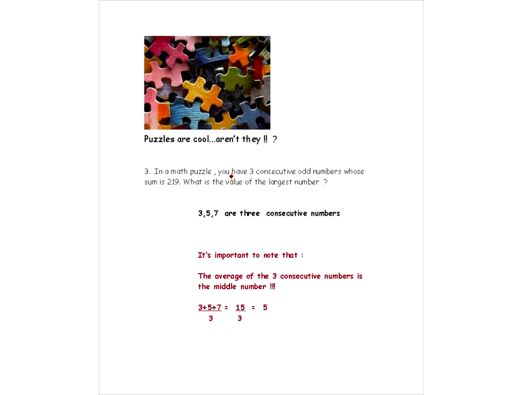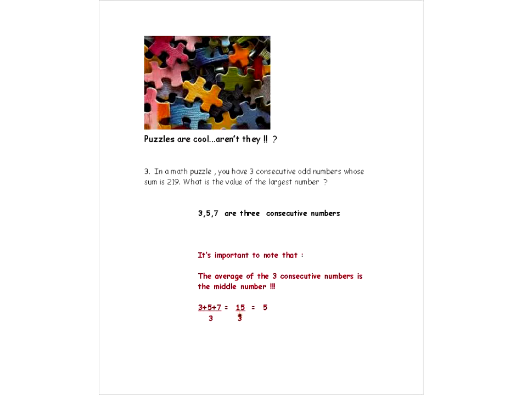Okay, so this question says, what are 3 consecutive odd numbers whose sum is 219, and what's the value of the largest number? Okay, so we'll just kind of tuck that away for now. And for now, we're just going to explore a little bit more about this example with these 3 numbers. So if these were 3 consecutive odd numbers, it's important to note that the average of the 3 consecutive numbers is the middle number. If you take the average of these 3 numbers, remember how you get an average, you add the 3 numbers together, like this, and then you divide by 3 because there's 3 numbers.